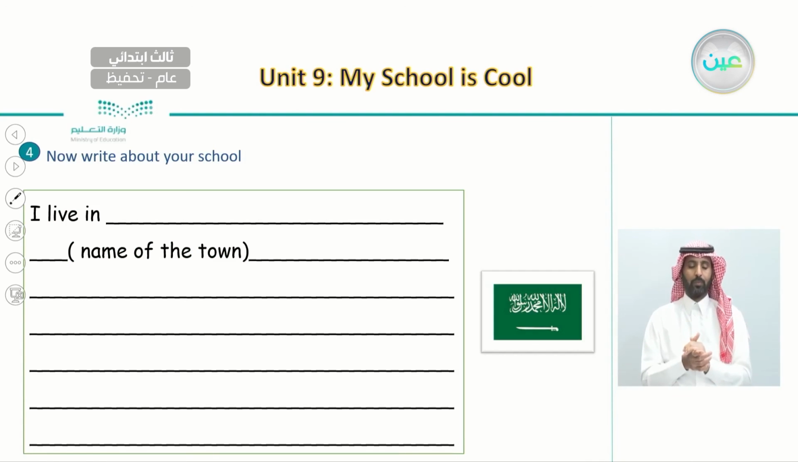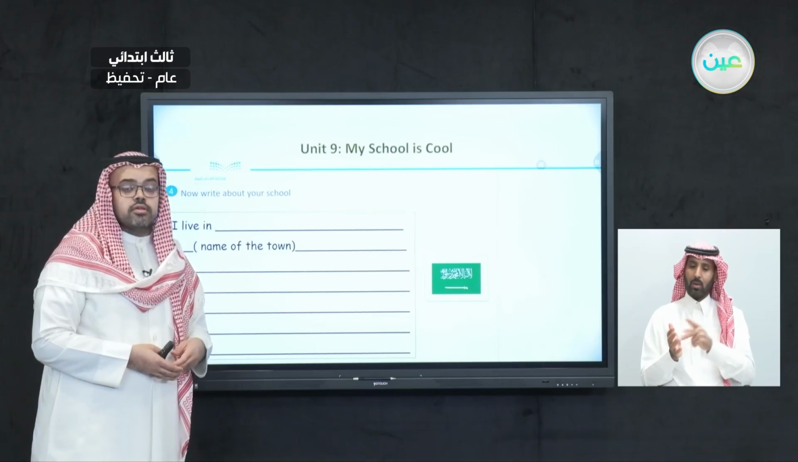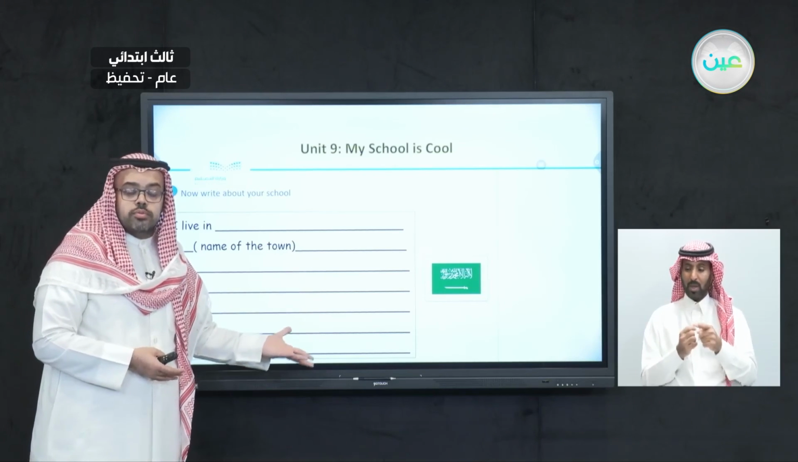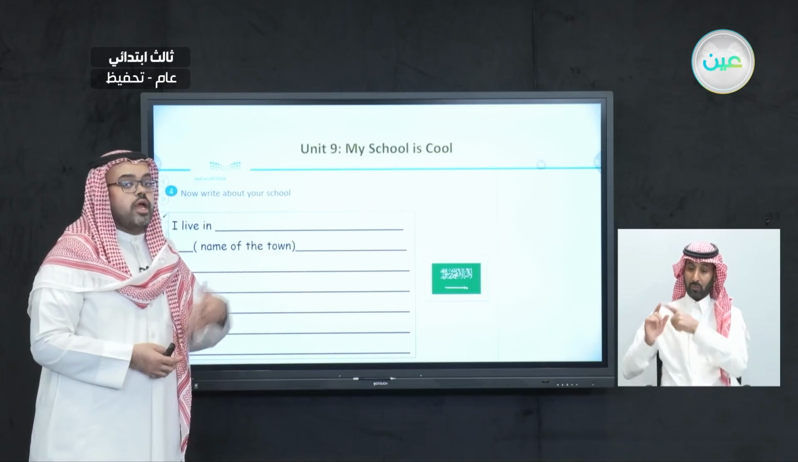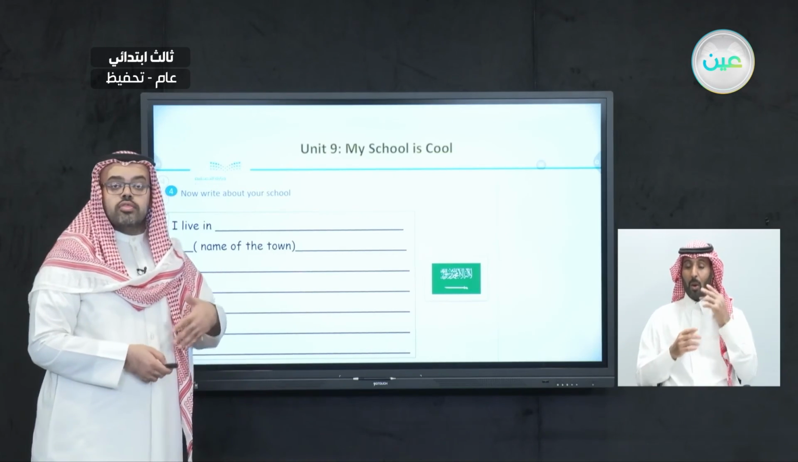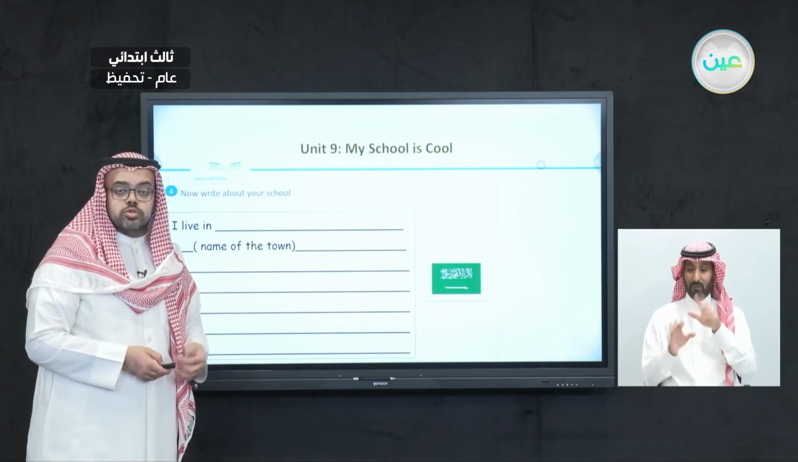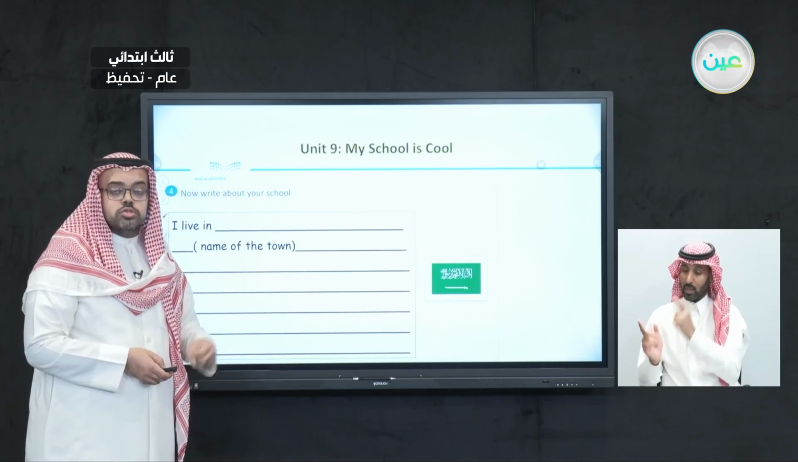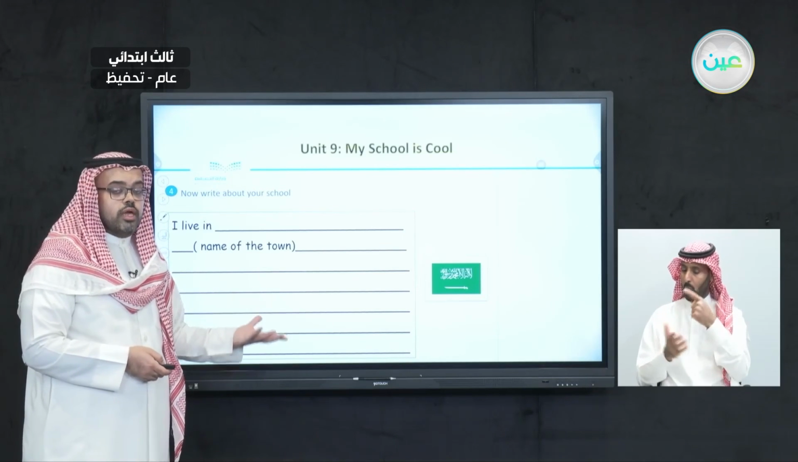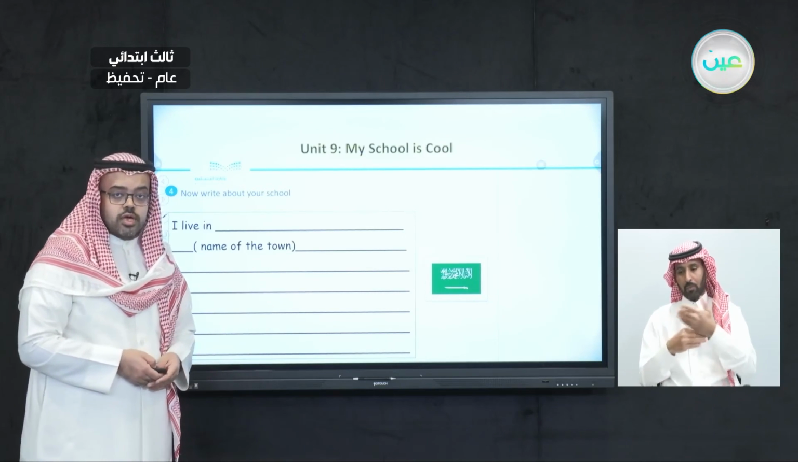For example, we would like you to write about your school. First, say where you live. For example, I live in Riyadh, or I live in Jeddah. And our school has maybe 20 classrooms, an art room, and also a science lab. You can think of all the rooms your school has and write them here, and you can share it with your teacher so he can know the progress you have made after reading this text.